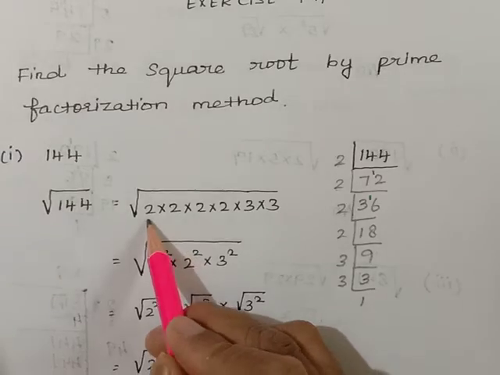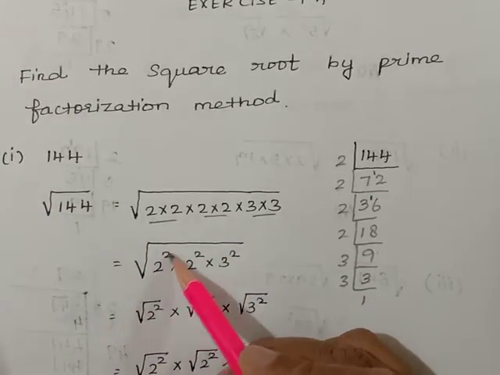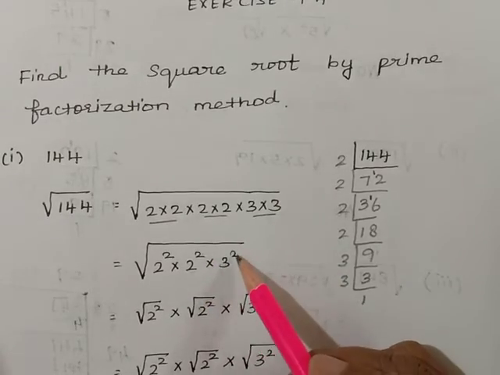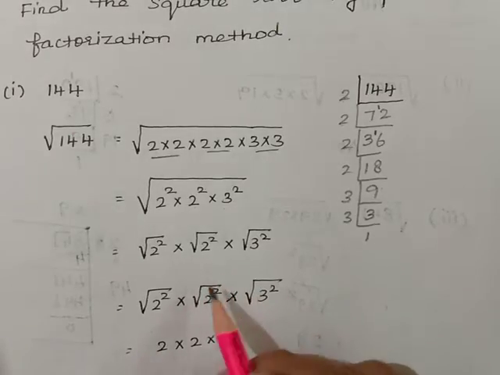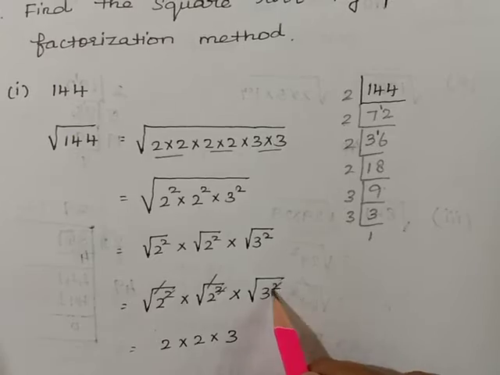Now we are dividing the numbers into pairs. So 2 into 2 can be written as 2 square, 2 into 2 can be written as 2 square, 3 into 3 can be written as 3 square. We can separate the roots and write like this. The square and the root cancel.